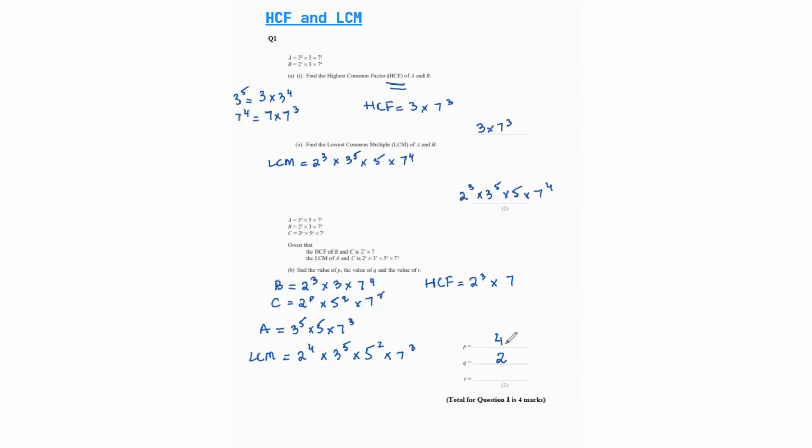A also has 7 cube, which means we're taking 7 cube from A. Now, if we look at the HCF, HCF has a 7, and over here, B shows that it's 7 to the power 4, which means R is 1. Because 7 to the power 1 would be 7. Between 7 to the power 4 and 7, we know 7 is common between both of them. Hence, the HCF has 7. And R would also be 1. Like I said, for LCM, we take all of the numbers with the highest powers. And for HCF, we just take the common numbers with the common powers.